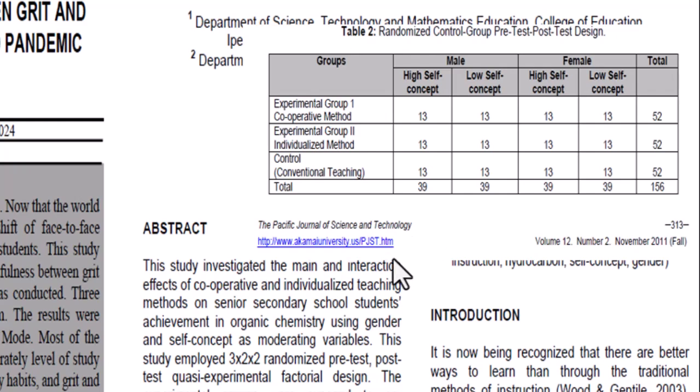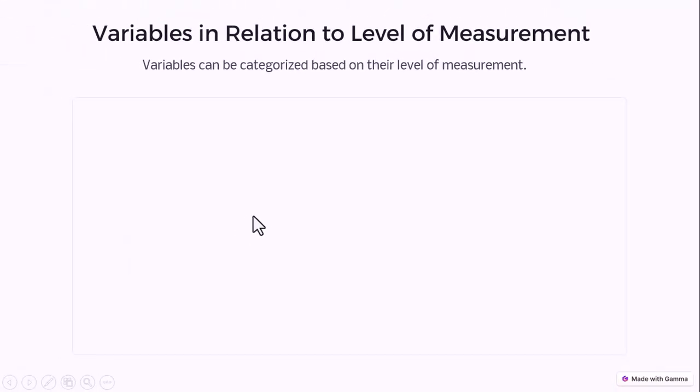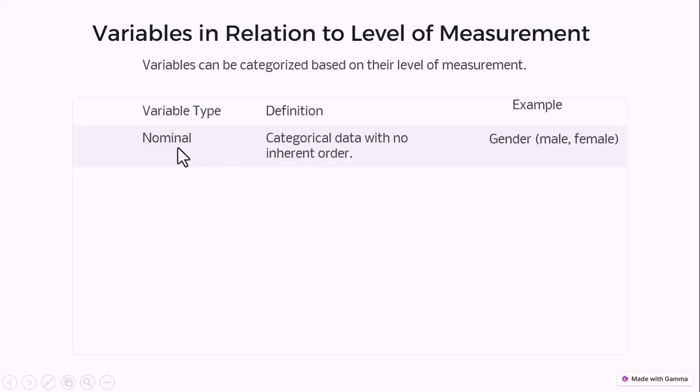So in our next video I will explain main and interaction effects, and it is very important for young researchers to understand this kind of effects so as to use them in their work. Now let's look at variables in relation to level of measurement, the scale of measurement. Well, the first one we have is the nominal scale.